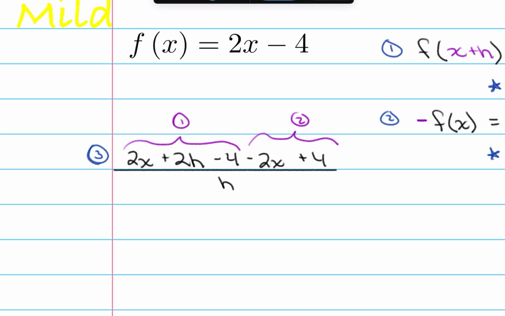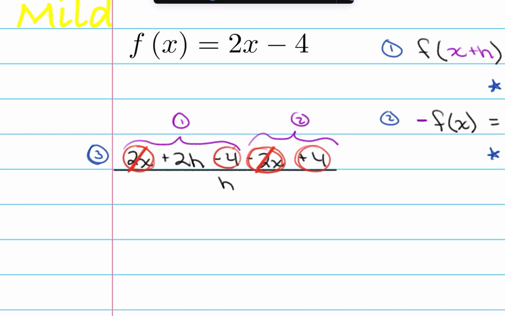Watch this. So I have a 2x here. There's no h in that. And then watch. If I go a little further down, I have a negative 2x. Well, 2x minus 2x is 0, so they cancel each other out. They go away. All right. The next term is a 2h. I told you those will stay. But the next one, I have a negative 4 and a positive 4. Negative 4 plus 4 is 0, so those also cancel out and go away.